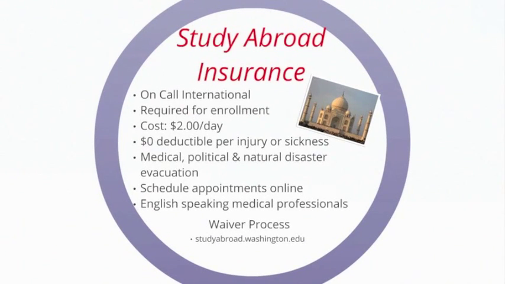You'll remember from the beginning that study abroad insurance is required for your enrollment. It's through a company called OnCall International, costs $2 a day, and is incredibly comprehensive. The coverages for medical, political, and natural disaster evacuation are all things we've used since we began this program. If you feel that your insurance coverage is just as comprehensive, there is a waiver process. It's available on our website, studyabroad.washington.edu. There is a deadline, so check the website.